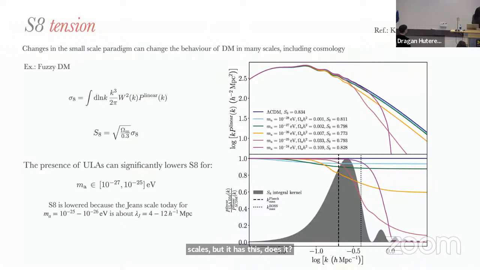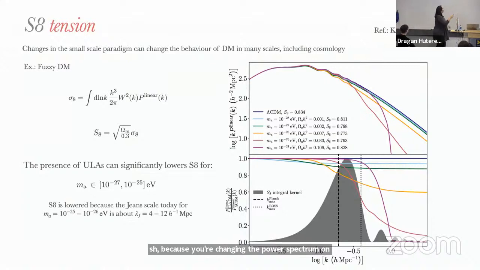But you can have something in a different mass, but a different amount is going to suppress very differently. So it's degenerate. The suppression of the power spectrum is degenerate on the mass and the fraction of dark matter. And this is going to be very important for S8. This allows us to change the value of S8 because you're changing the power spectrum on small scales, where the S8 is important.